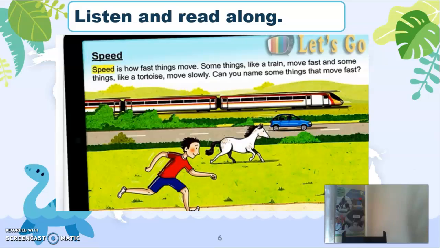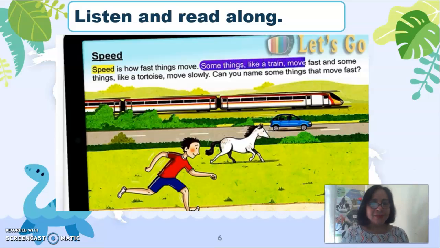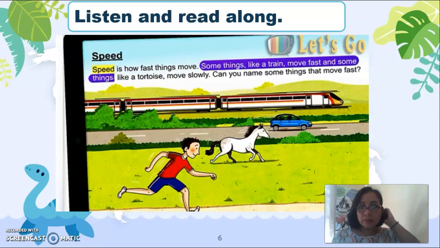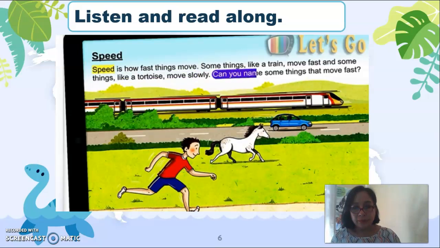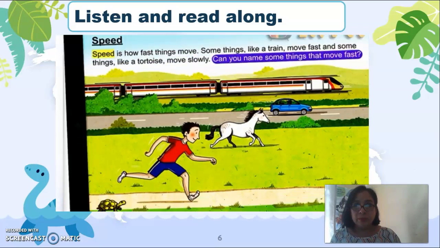Speed. Speed is how fast things move. Some things, like a train, move fast, and some things, like a tortoise, move slowly. Can you name some things that move fast?